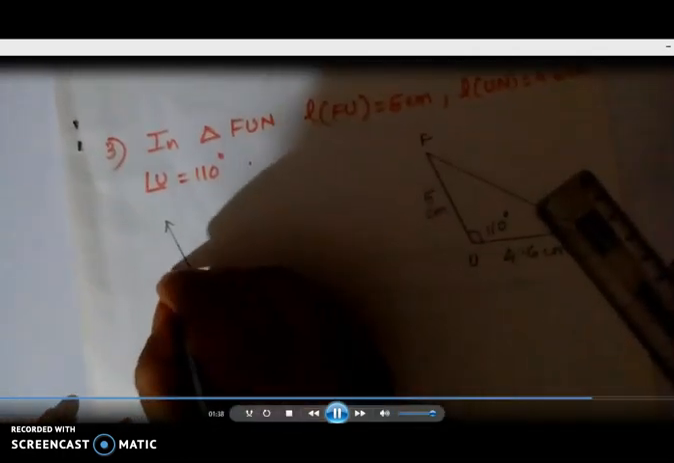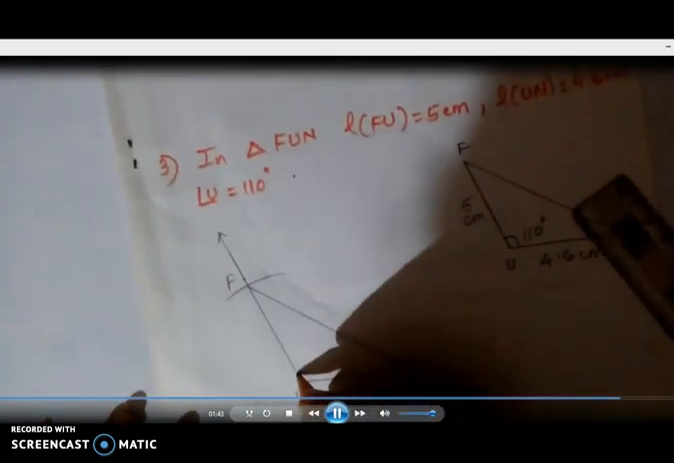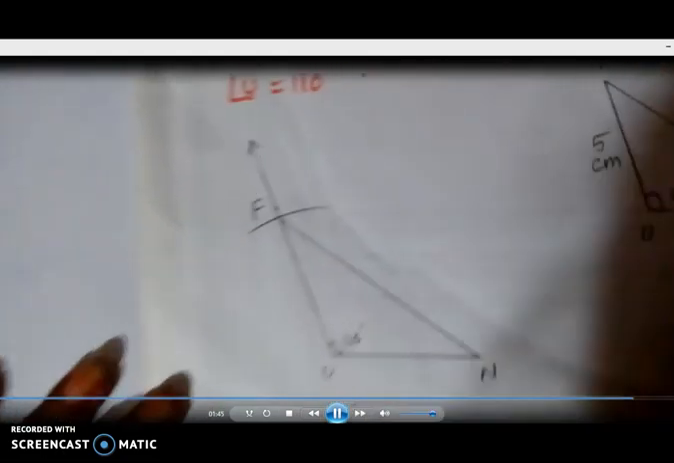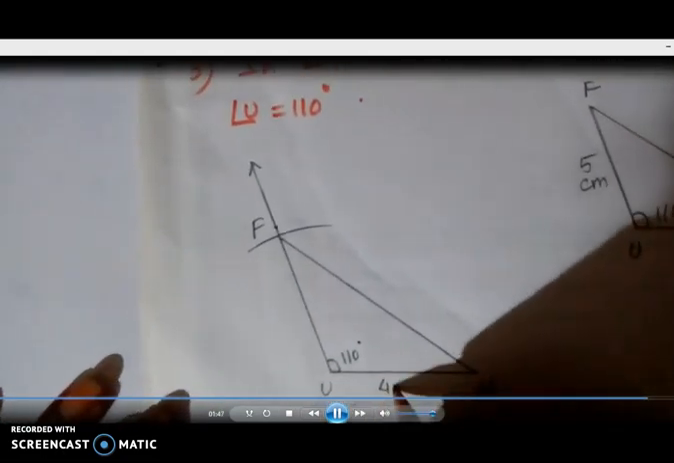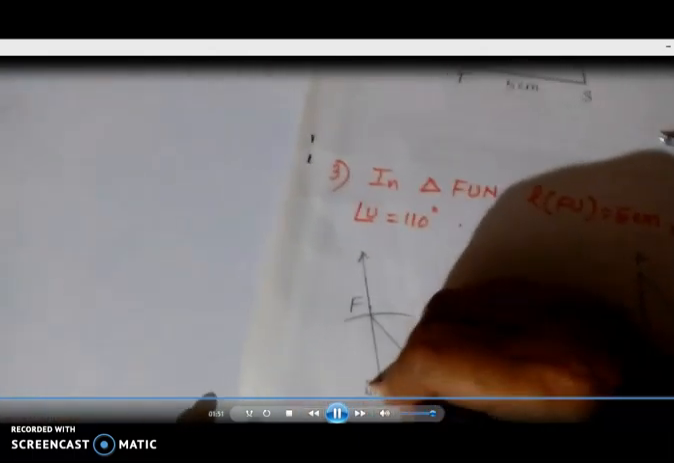So this is F, U and N. This is 110 degree. Base is 4.6 cm and this side is 5 cm.